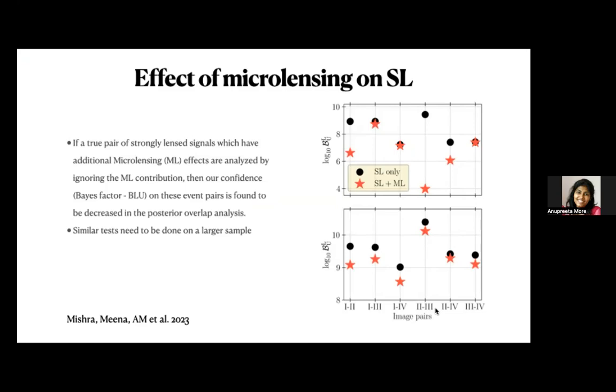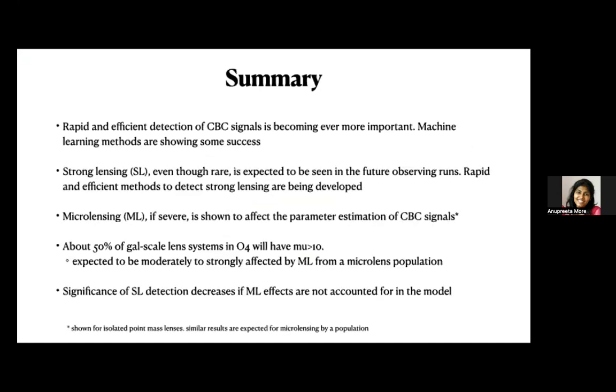And this means that for the current strong lensing pipelines, if there is a true microlensed event in there, then it may be affected. Its detectability will go down if we don't include the microlensing in the analysis. So let me just summarize here.